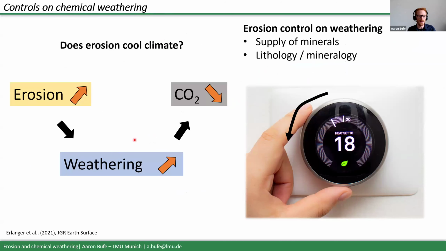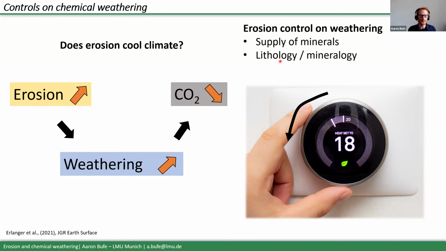So the idea here is that if erosion goes up, weathering goes up, and then that draws down CO2 and cools climate, essentially turning down the thermostat, cooling the Earth, right? By supplying minerals, of course, erosion also, I guess tectonics, control the types of minerals, the lithology and the mineralogy that is exposed.